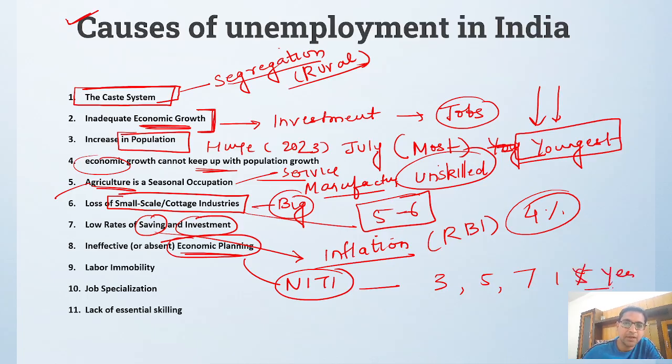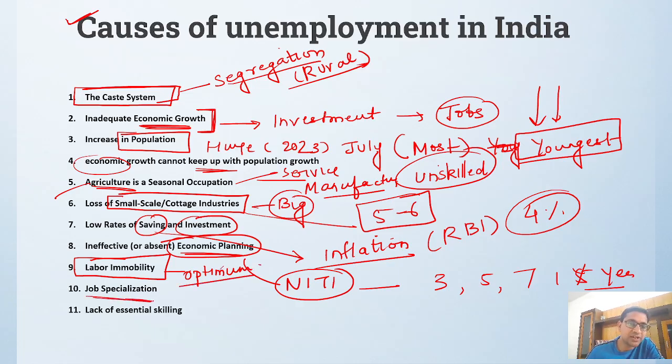Labor immobility. Labor wants to stay at their own place. Labor doesn't want to move to other places. They want jobs at their own location, but actually that is not going to happen. Labor has to move to the service and manufacturing sector. Then only can we optimally utilize our population.